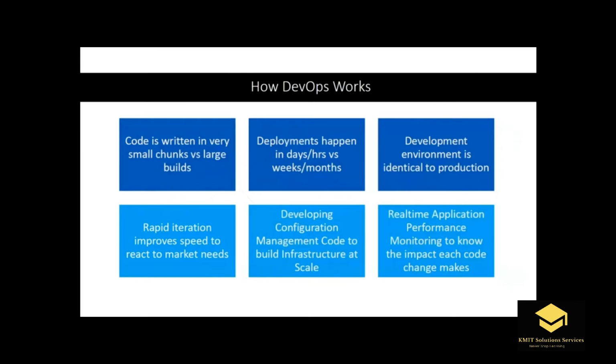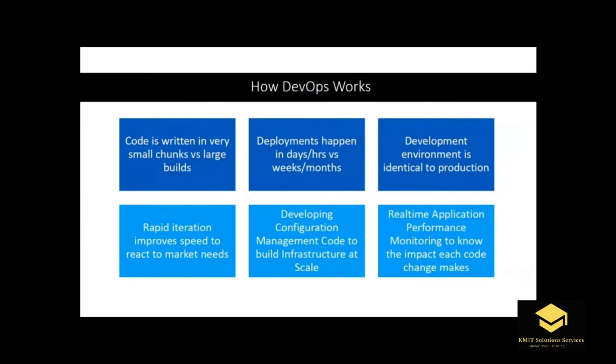Deployment is not in months or weeks. It is mostly in days or hours. So our production movement is very fast as compared to the agile or waterfall model. The development environment, whatever we build, is very similar to the production environment. Rapid iteration improves the speed to react to market needs.